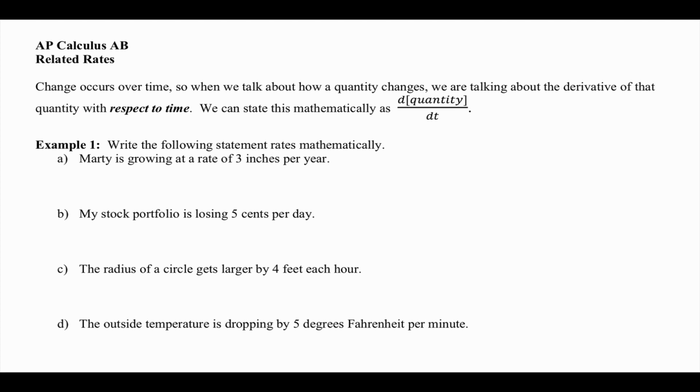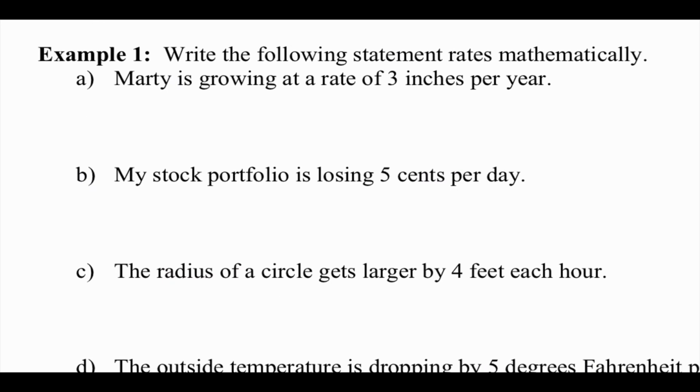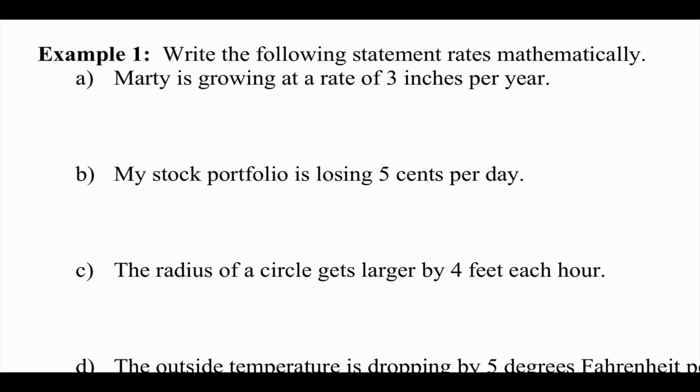So write the following rates mathematically. Marty is growing at a rate of 3 inches per year, okay? So how do we write that mathematically? Not as a sentence, but using symbols or abbreviations or anything like that. Okay. So what are the important things there? Not all of those words are important. What is an important thing in 1A? 3 inches per year. Yeah, that's the rate, isn't it?